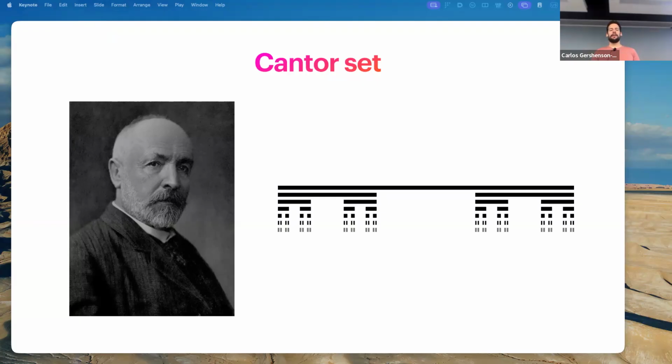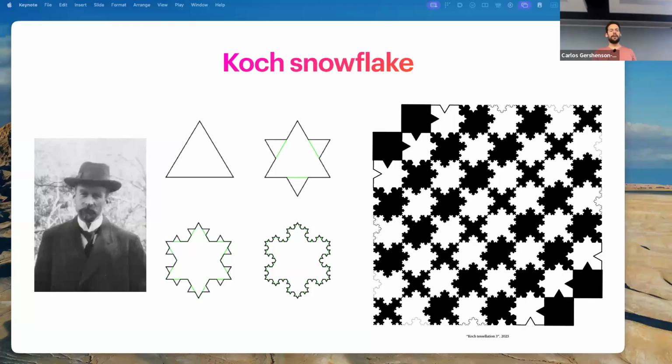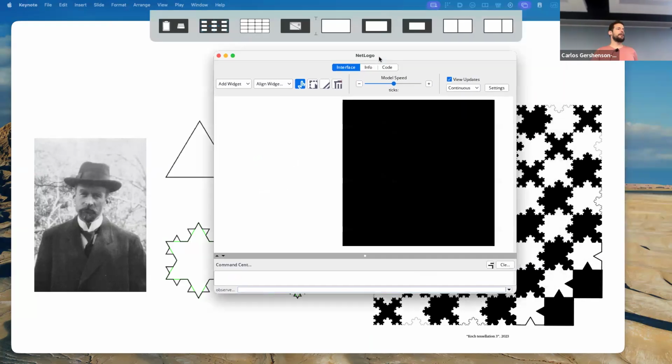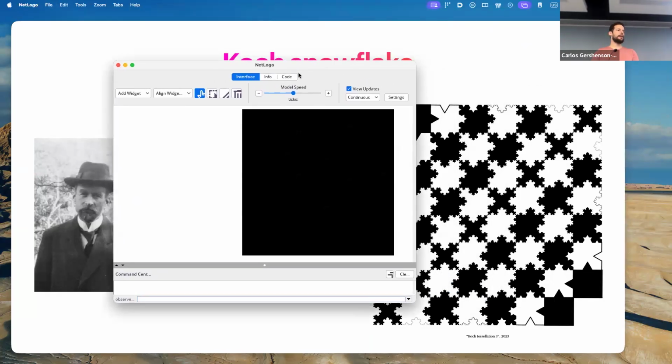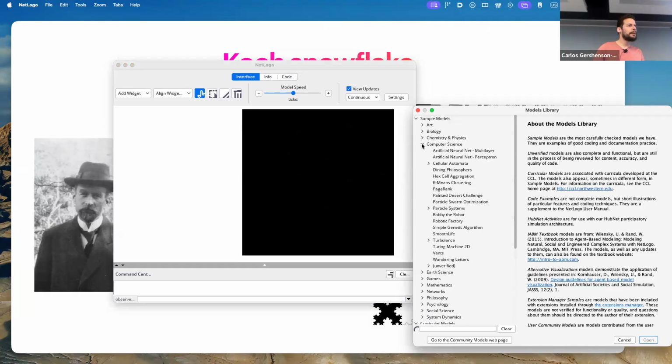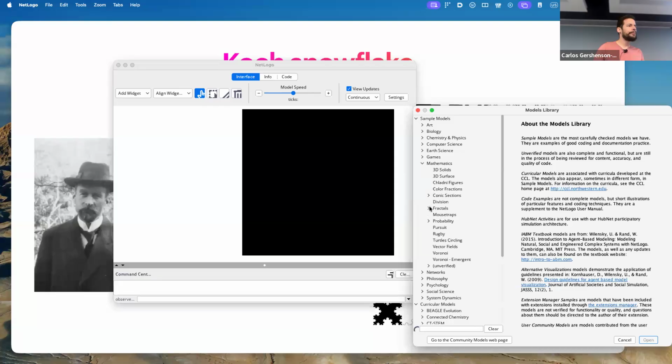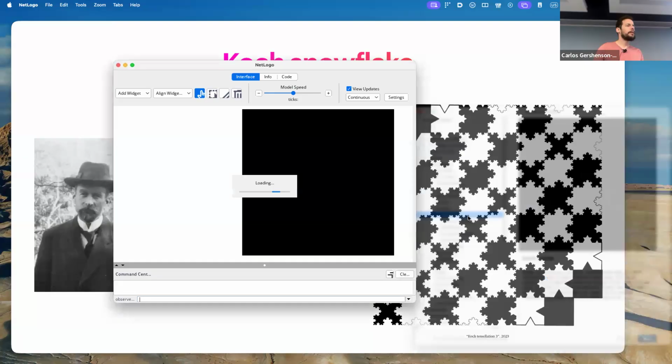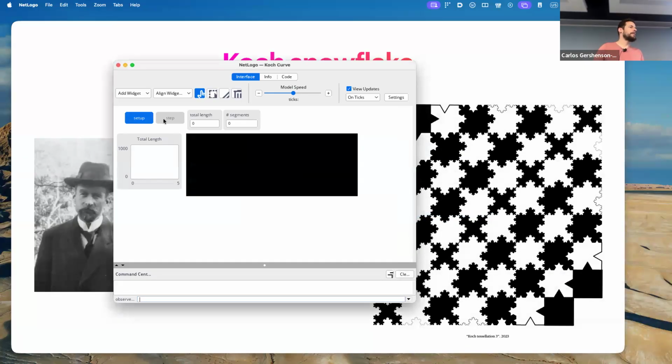So a few years later, around the turn of the 20th century, 1904, Helge von Koch proposed the Koch snowflake. And here in that logo, there's a little model that, well, here. Do you see what happens?